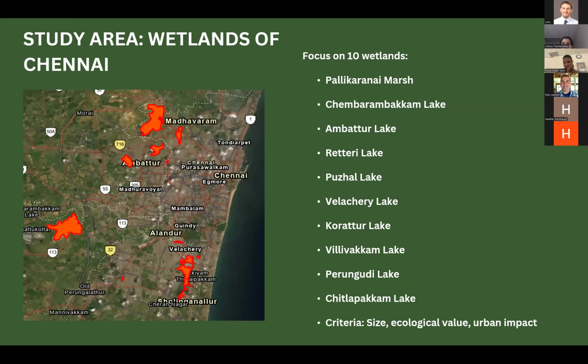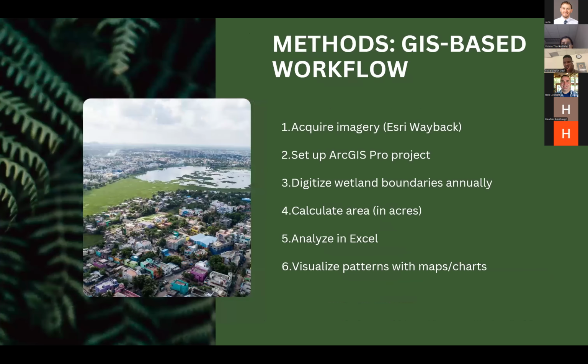Moving on to study area. I focused on 10 major wetlands, which we can see over here, namely Pallikarnai Marsh, Chembarambakam, Ambattur, Retteri, Pural, Valacheri, Korattur, Villivakam, Perangudi, and Chittalapakam lakes. These lakes were selected based on their size, ecological value, and their urban impact. Almost all of these lakes are situated in rapidly developing areas. So this is my workflow.